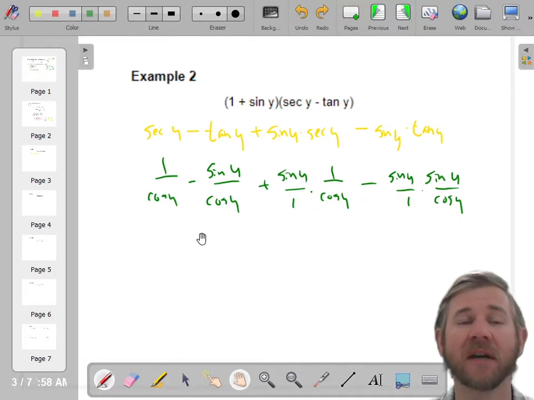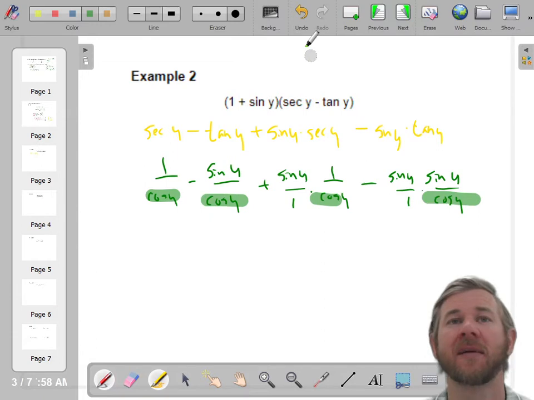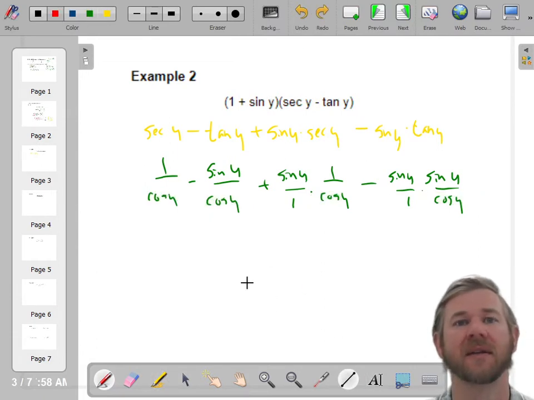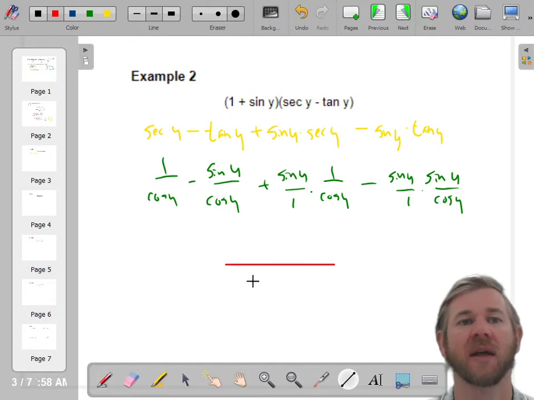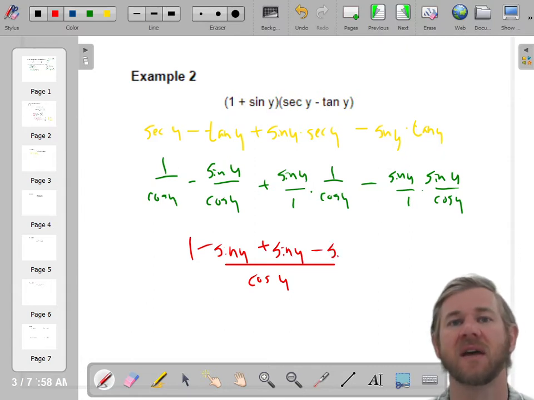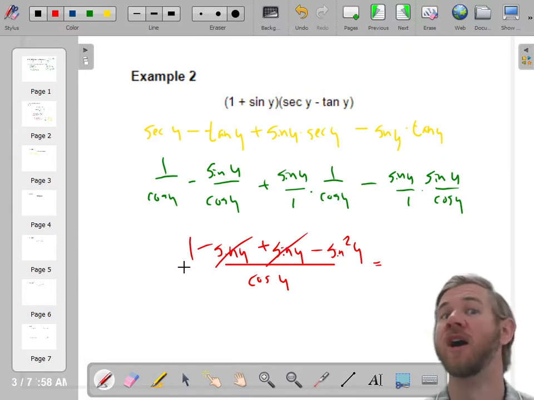Let's see, did that help us at all? Cosine, cosine, cosine. All my denominators are cosine. That's nice. Okay, so I'll write these. This big fraction bar is all over the cosine of y. And what do I have in the top? 1 minus the sine of y plus the sine of y minus, that's sine times sine, sine squared of y. So what happens? Those cancel out. Sine minus sine is 0. And then you have 1 minus sine squared.